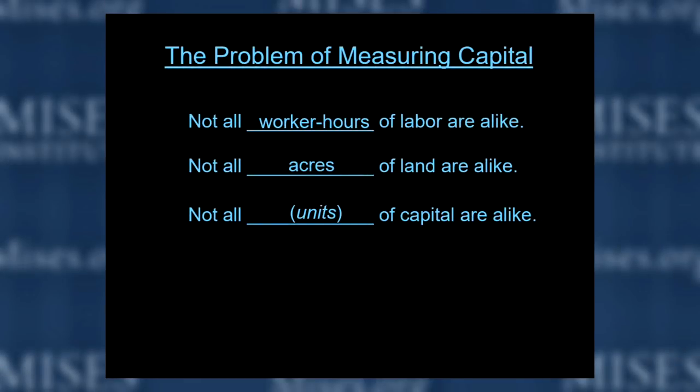And then you could guess what it is in land. We call it acres, if you're talking farmland. And of course, it can be different grades of fertility. It can be terrain, location, and so on. But we can talk about acres. If it's residential, then that's another way of looking at it.